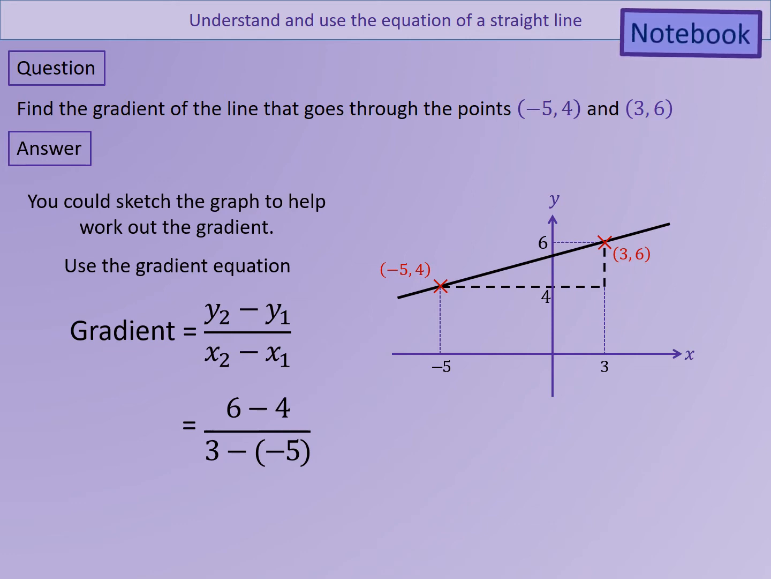So I've chosen to do 6 take away 4 for my two y values. And if I choose to do it that way around, then I must make sure I take the x values in the same way. So 6 take away 4, second coordinate take away first coordinate, I must keep the same order for which I'm doing my subtraction with the x values as well. So 6 minus 4 for the y values, 3 take away minus 5 for the x values. So be careful, there is that double negative there.